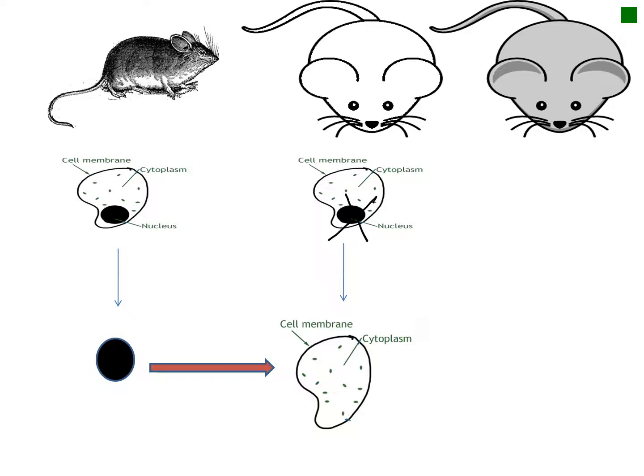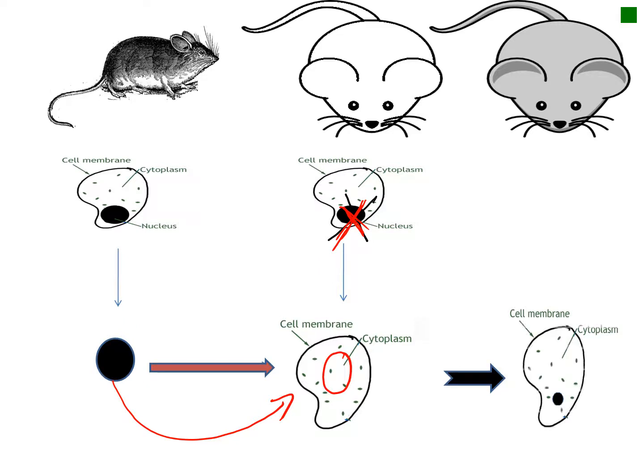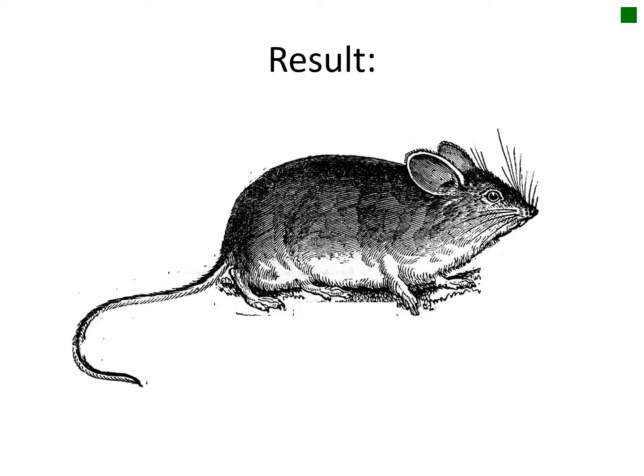So no nucleus in the cell. The nucleus is removed from the white cell. So we have the nucleus from the black injected into the cell of the white, and then this cell is transplanted into the uterus of the foster mother, which is the gray mouse. And let's see the result. The result is we have a black mouse.